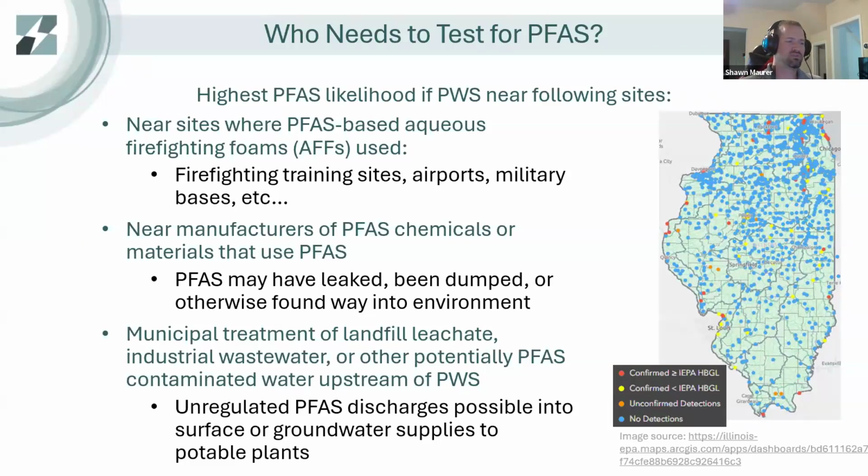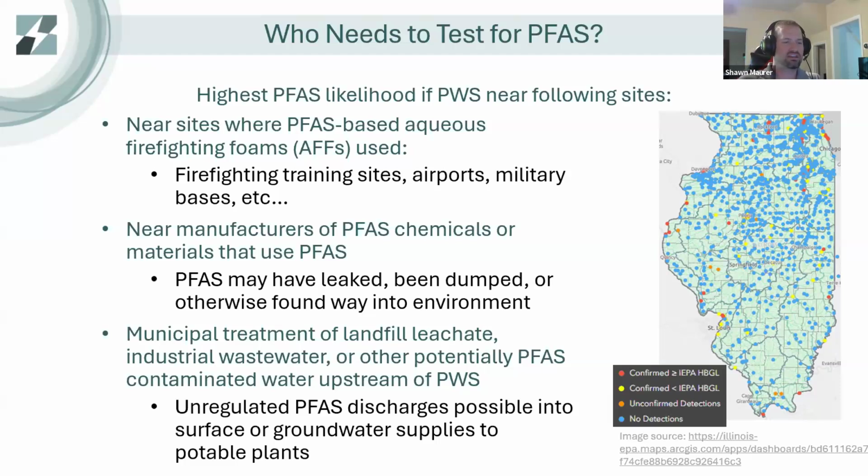And then municipal treatment from landfill leachate, industrial wastewaters, other potentially PFAS contaminated water upstream of your public water supply. You're going to want to be checking to see if unregulated PFAS discharges somehow got into your supply water, to see if you need to implement technologies to treat it.